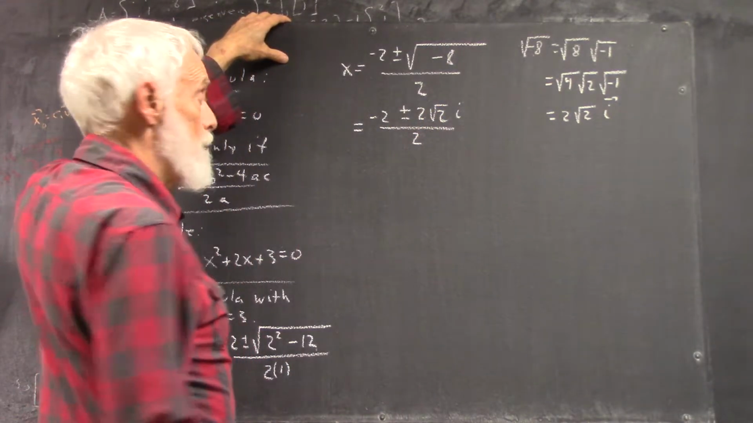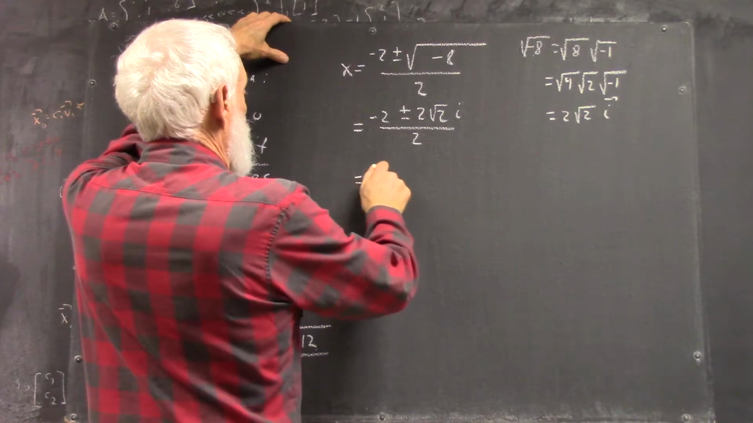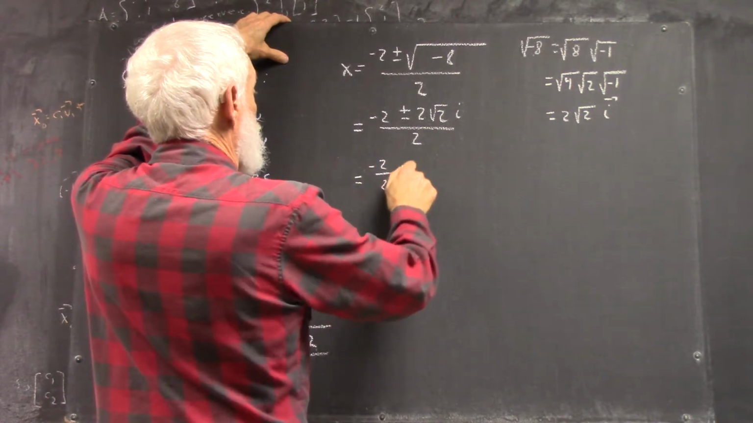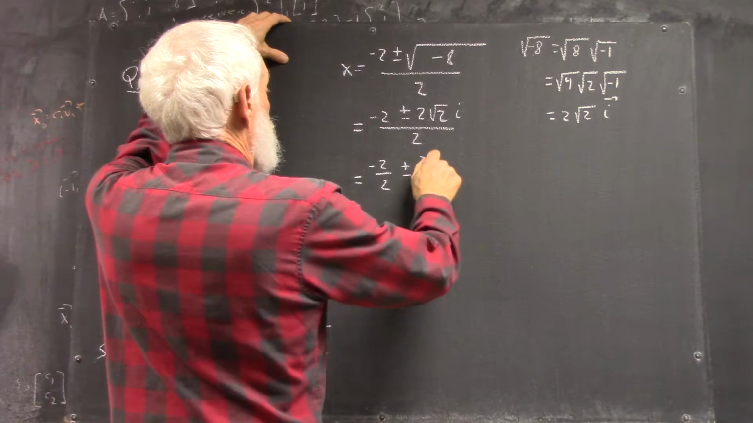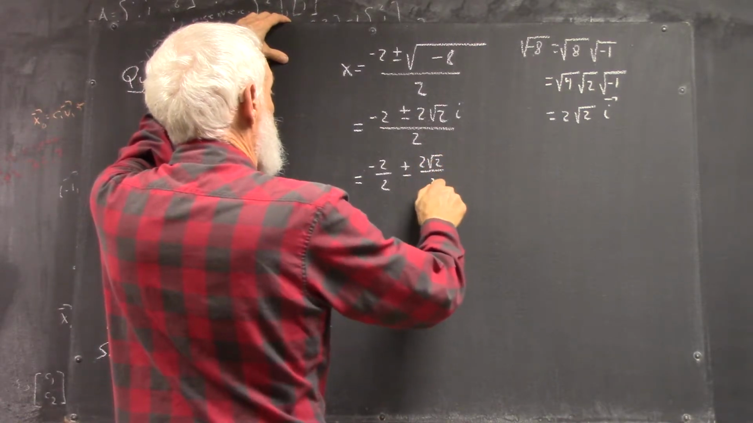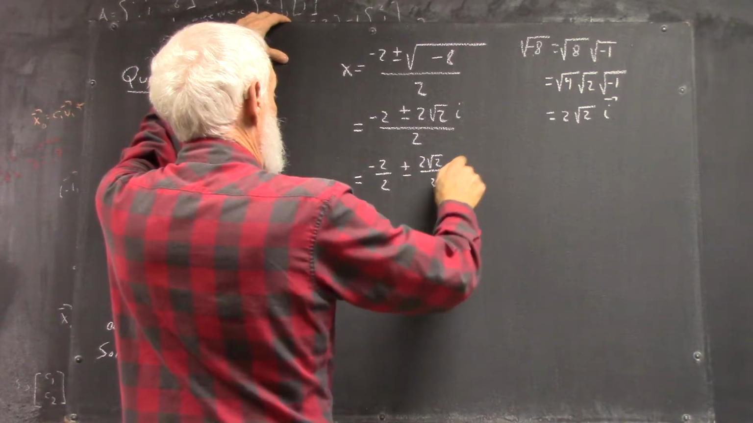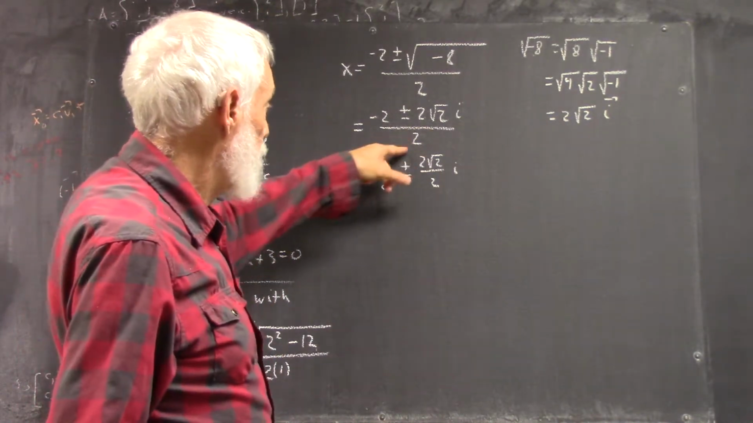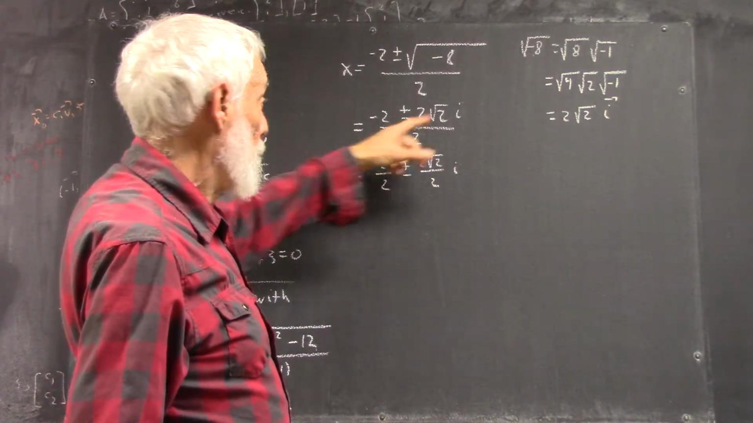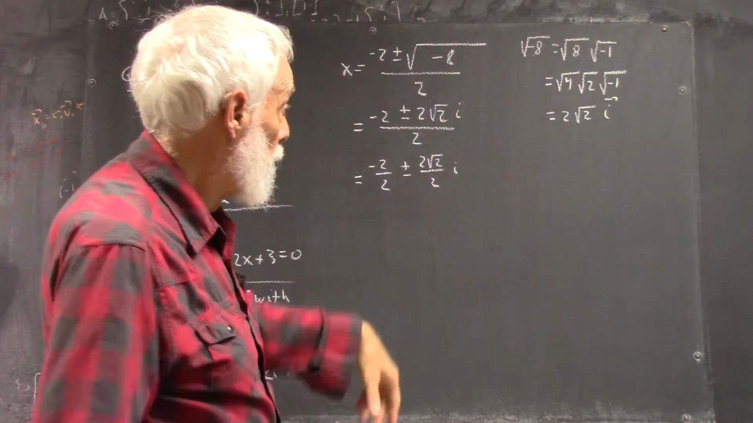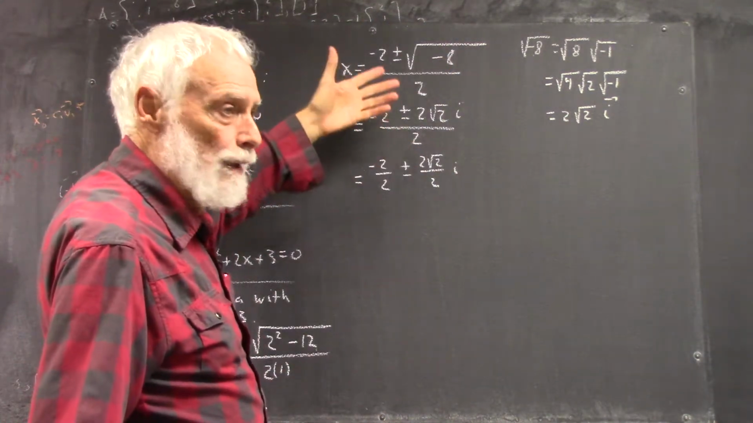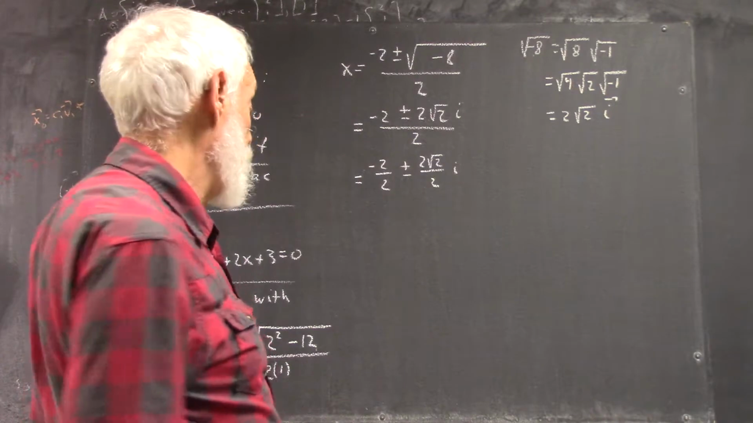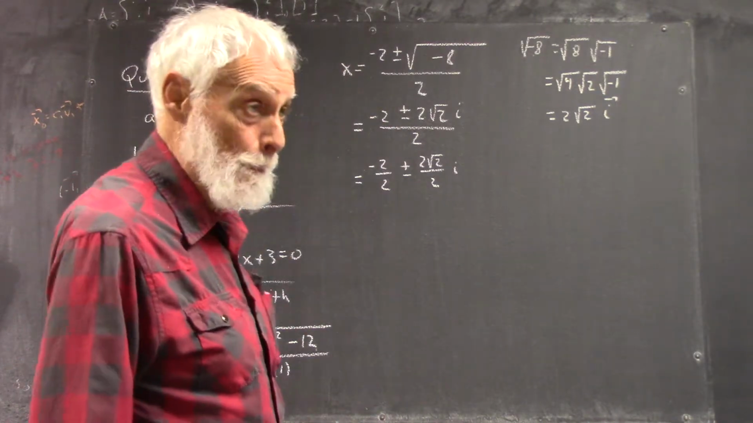Okay? That equals -2 over 2 plus or minus 2 times the square root of 2 over 2 times i. Okay? Now people will cross out this 2 and one of these, or maybe even this one, get rid of the square root. You can't do that. There's no law of mathematics that allows you to cross things out.